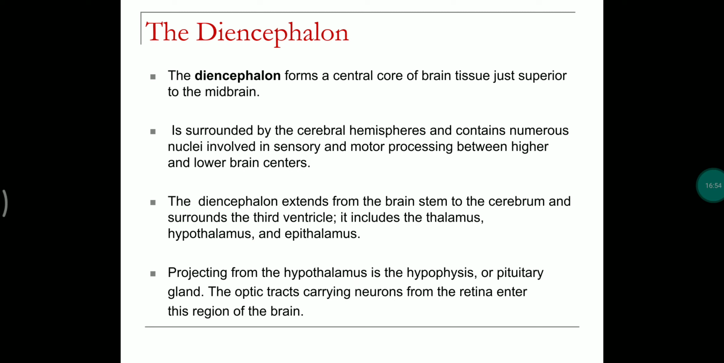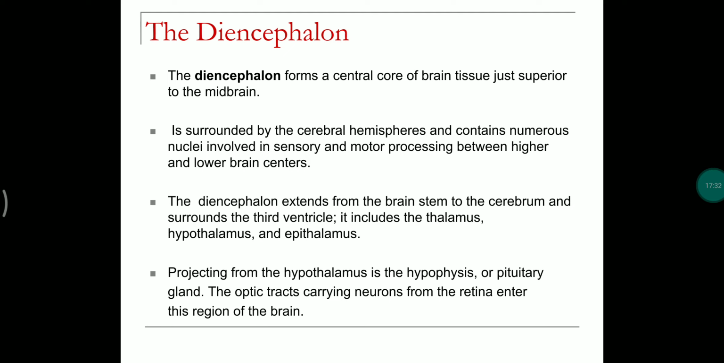Coming to the next part of the brain, called the diencephalon. The diencephalon is a central part of the brain just superior to the midbrain. It is surrounded by the cerebral hemispheres, both left and right, and has many nuclei which are integrated between the sensory and motor neurons and help in the processing of sensory and motor information with the higher and lower brain centers.